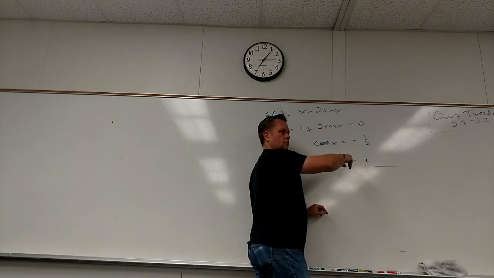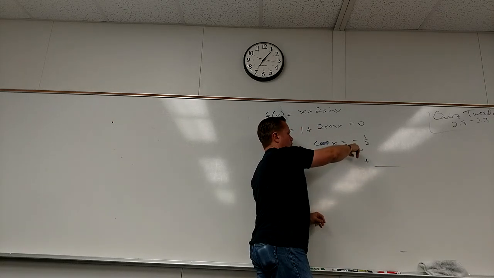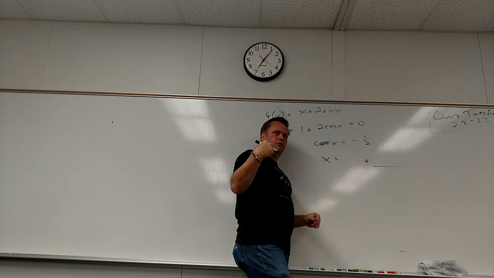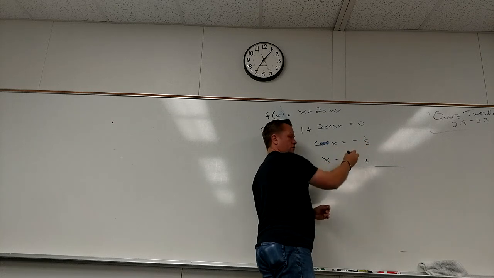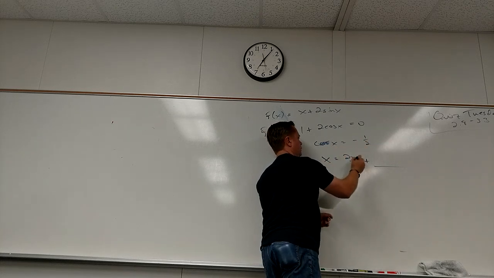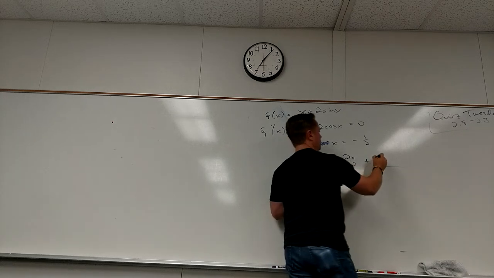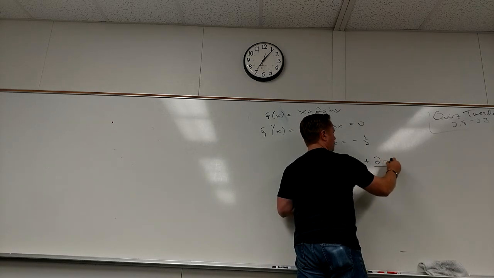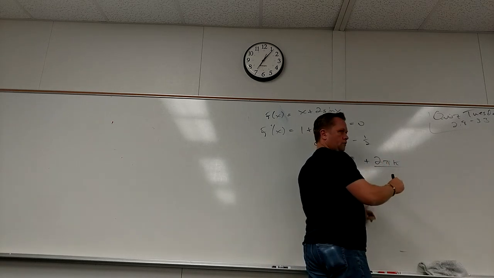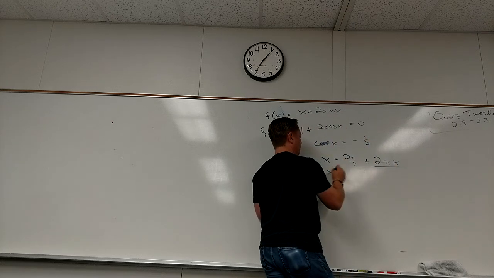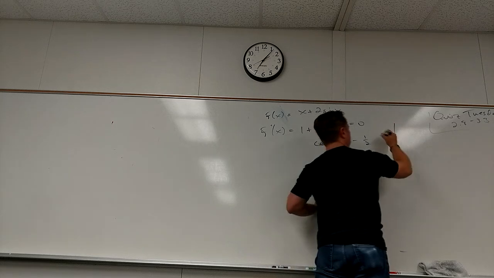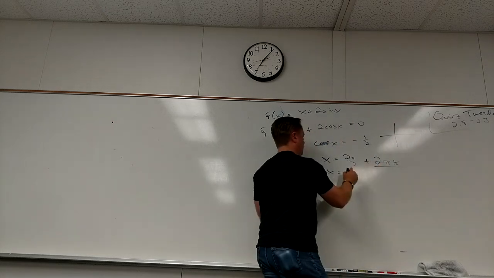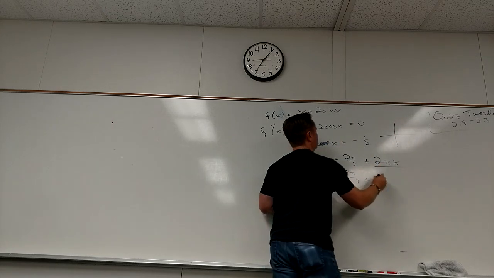2 pi over 3. Since we need cosine to be negative, we have to be in the second quadrant, and pi over 3 from pi is where cosine is going to be negative 1/2. So 2 pi over 3 plus 2 pi n. Now, where else does it happen? Is there another place where this happens? Yeah, 4 pi over 3 plus 2 pi n.